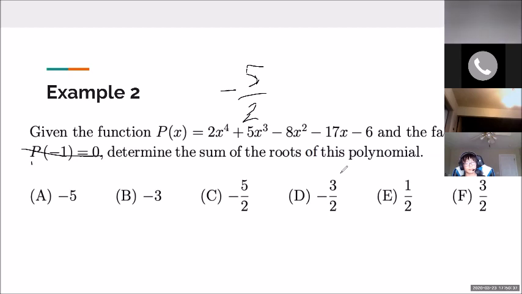Remember, it's just minus 5. It's just minus the second term over the first term by Vieta's formulas.